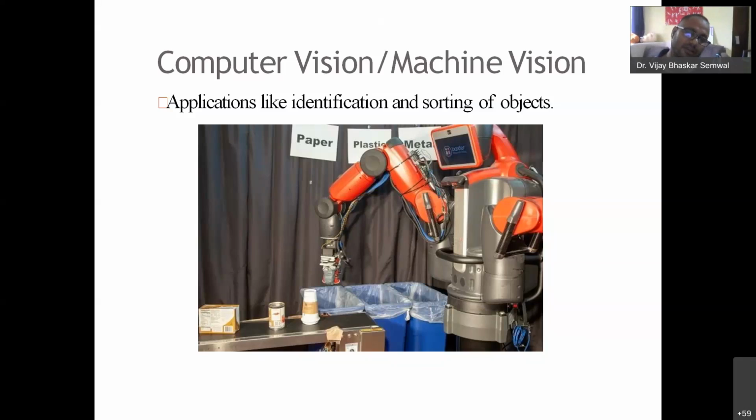So they use computers to process the object and identify it. Once they have recognized the object according to its category, they place it. Here we have to classify into three classes only: paper, plastic, and metal. If it is paper, they put it in the dustbin designated for paper, another is designated for plastic, and another for metal.